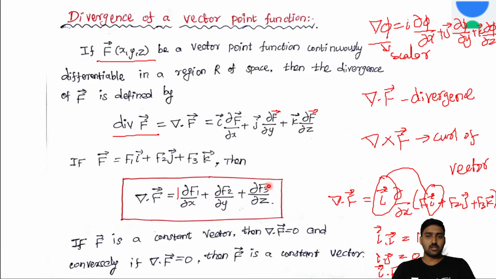So del dot f vector, that is divergence of the given vector, is equal to ∂f1 divided by ∂x plus ∂f2 divided by ∂y plus ∂f3 divided by ∂z. If f vector is a constant vector, then del dot f vector is equal to 0, and conversely if del dot f vector is equal to 0, then f vector is a constant vector. Is it clear now?